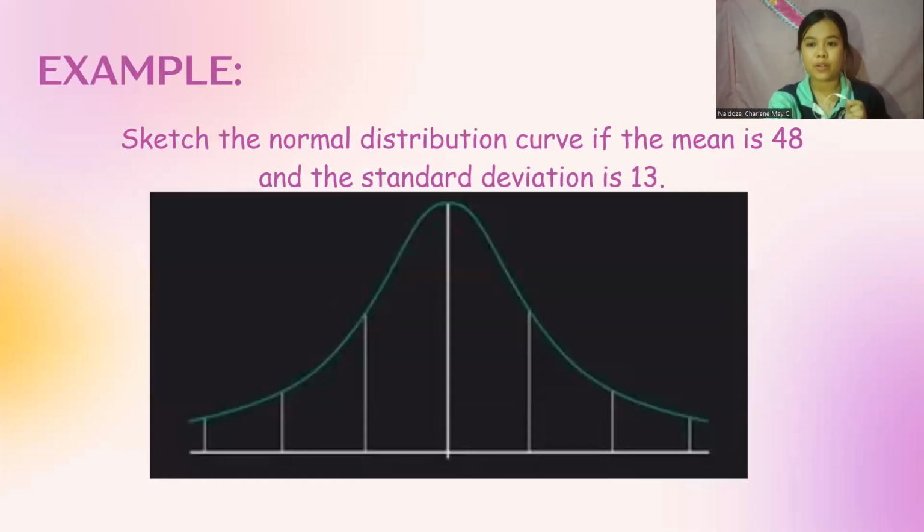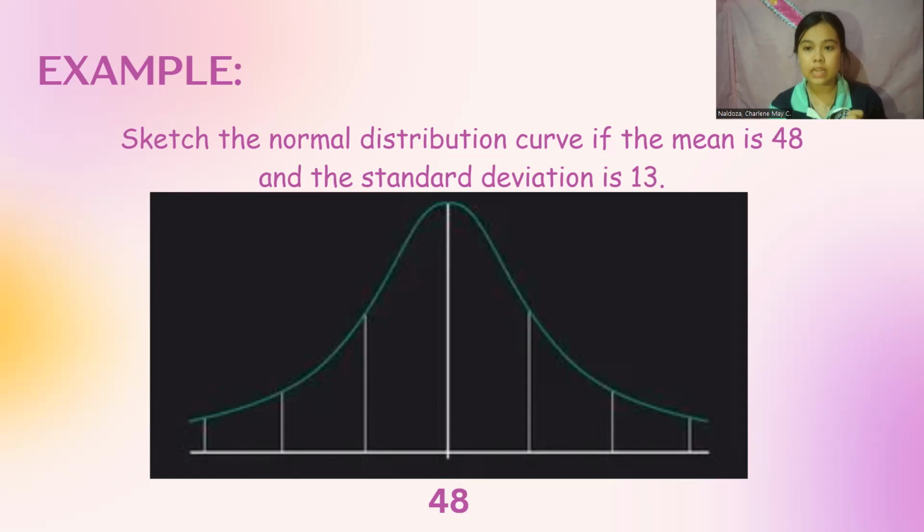So now we already have a normal distribution curve. It's stated there that the mean is 48. And I said a while ago that in the normal distribution curve, the mean, median, and mode are always at the center. So automatically, we put the 48 at the center. And it's stated there that the standard deviation is 13. So how are we going to get the value in each segment if the standard deviation is 13?